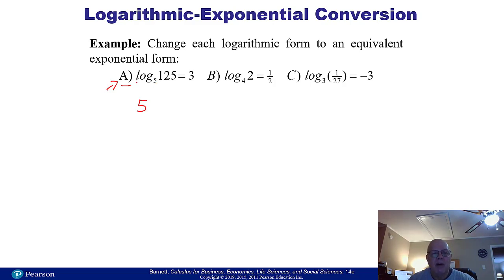Well, remember, I'm harping on logarithms are exponents, so there's the exponent. So we have 5 to the third. There's the base, there's the exponent. What's it equal to? Well, what number have I not written yet? 125. And of course that's true. 5 cubed is 125. 5 times 5 times 5.